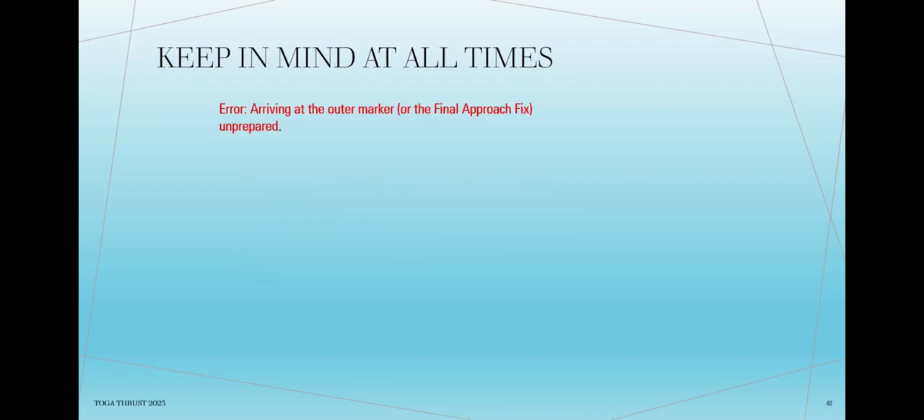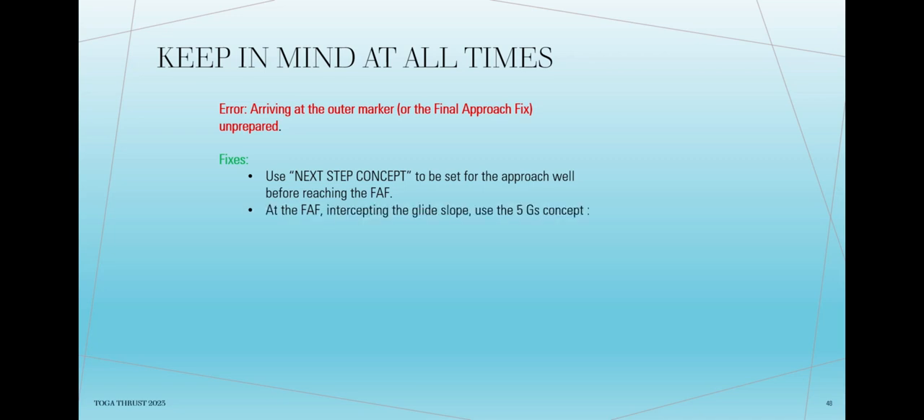Error, arriving at the outer marker, the final approach fix, unprepared. Fixes. Use next step concept to be set for the approach well before reaching the final approach fix. At the final approach fix, intercepting the glide slope, use the 5 Gs concept. Gear, down. Glide, follow. Go timer, if needed for approach.